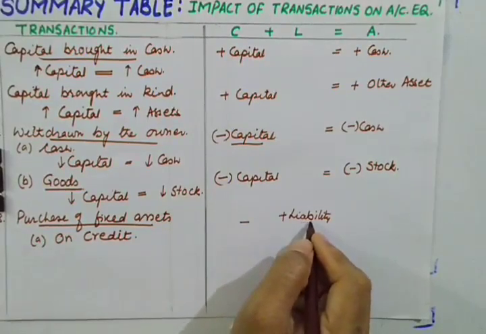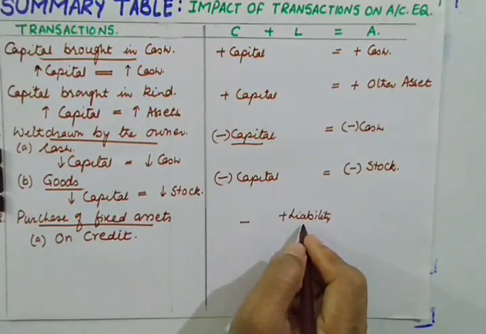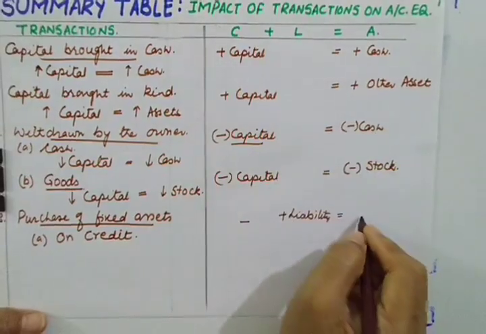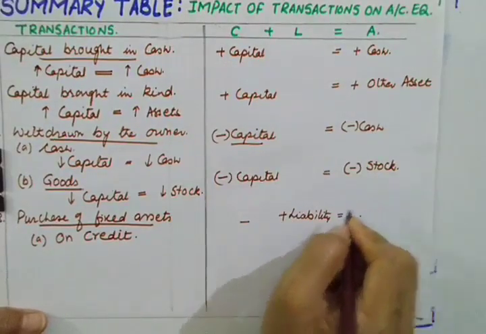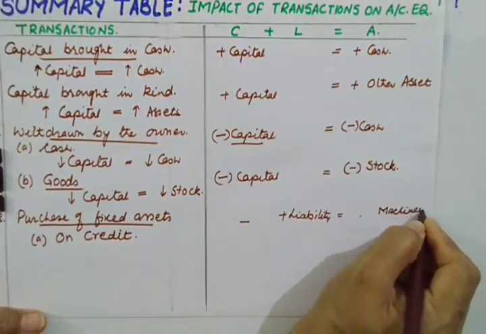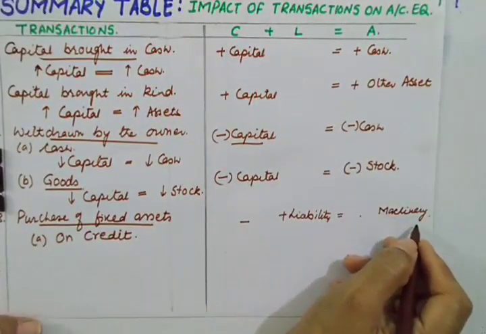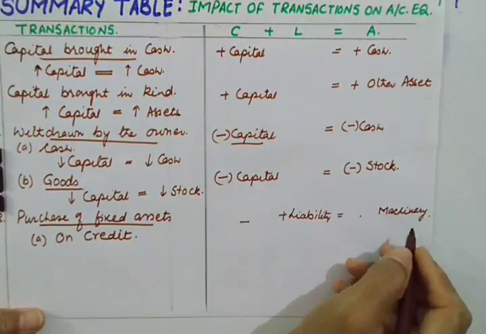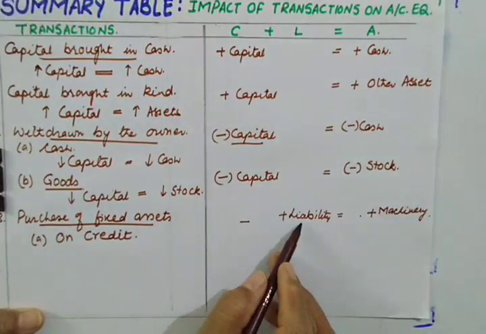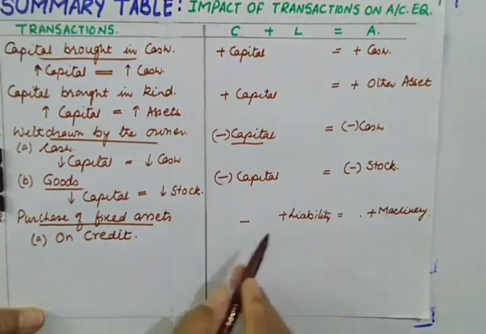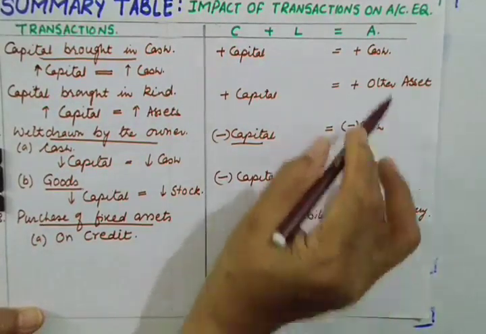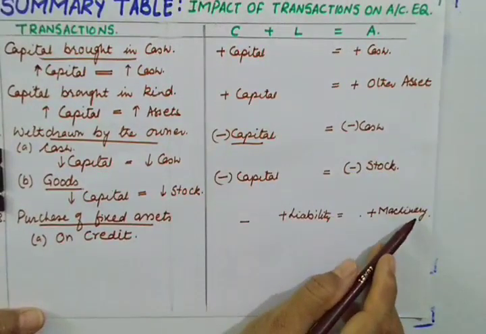So the loan which he has taken will increase his liability, and on the other hand there will be no change in cash, and the value of machinery, whatever he has purchased as fixed assets, whether it's a machinery or a building or land, furniture, software, that will increase. So on one hand his liability will increase because he is buying on credit, and on the other hand his machinery will increase under the category of fixed assets.